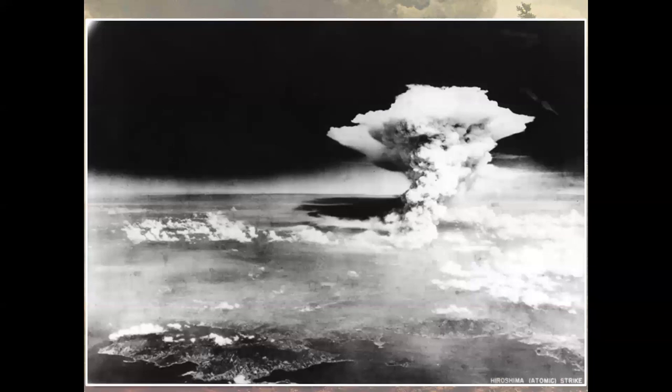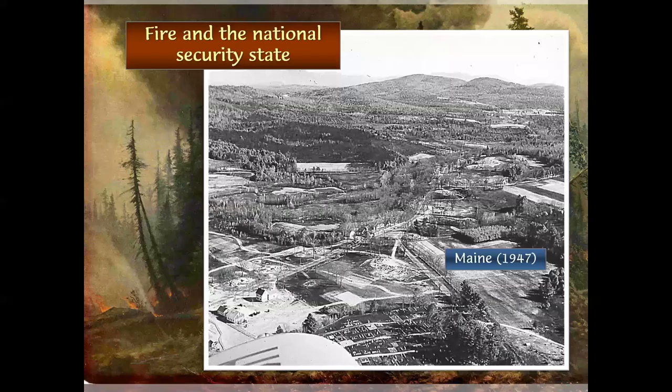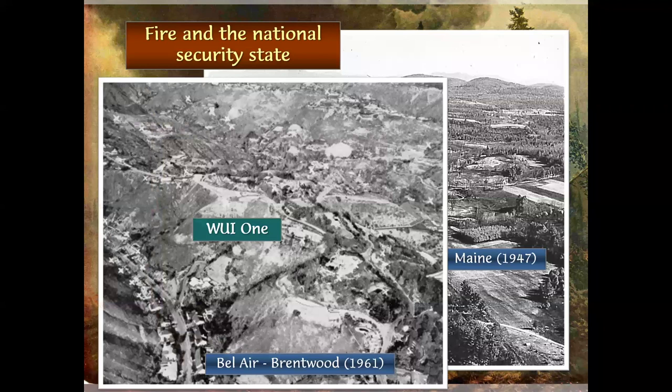Hostile fire did a lot of damage in the war, was an extremely effective weapon, but in some ways an unpredictable one. And the military takes an interest in fire. That's reinforced when 250,000 acres burn along coastal Maine in 1947. And then we have what I think of as Woolsey One, the 1961 fires in LA that start as we convert from a rural environment into an exurban one.